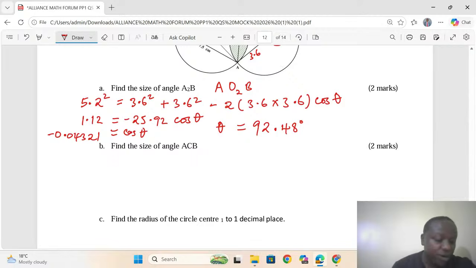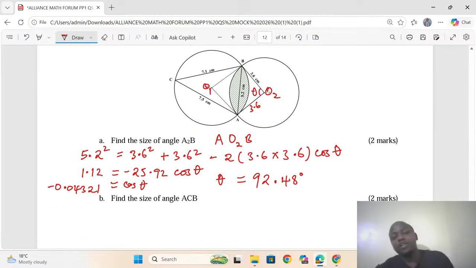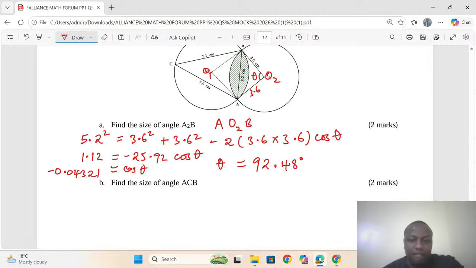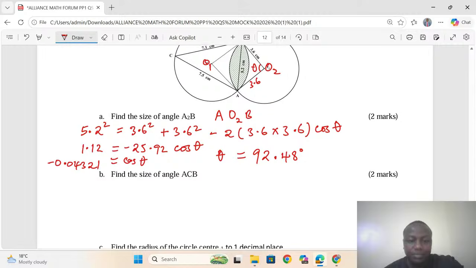That is now the angle, meaning that it's in the second quadrant. So you can use the cosine rule because we have all the sides. Find the size of the angle.